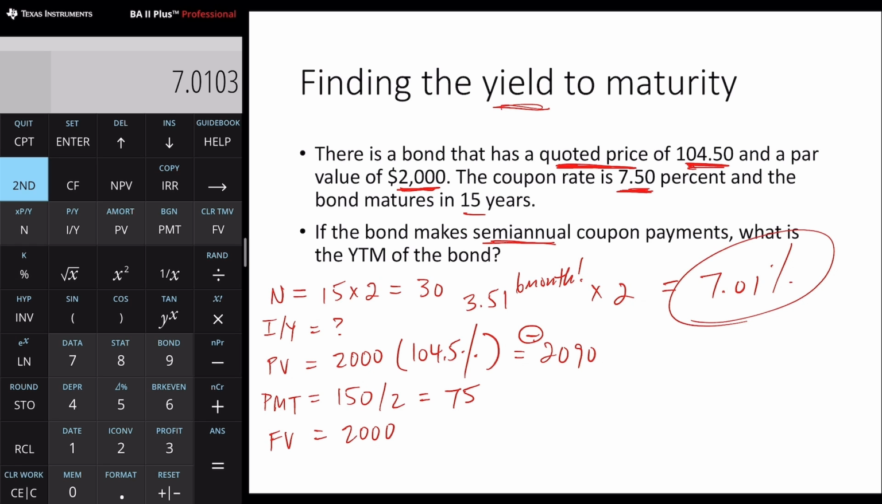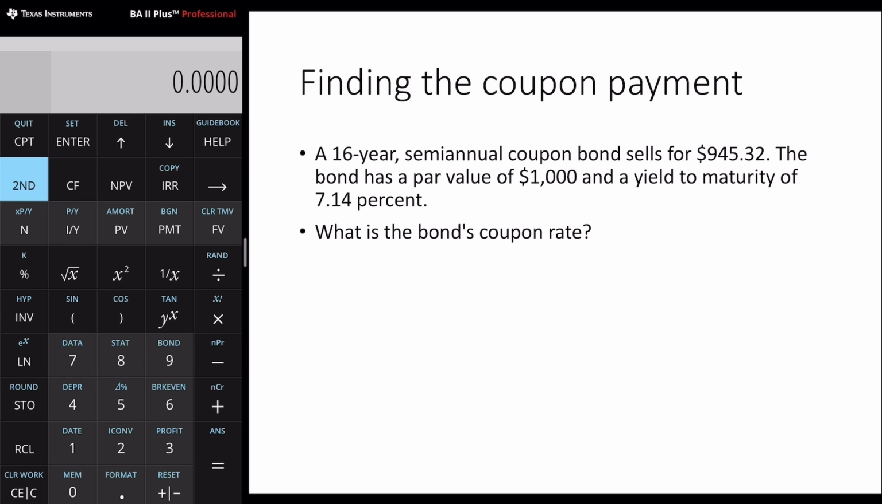All right. Let's look at another one. Okay, in this case, this is a little bit odd, but we're going to find the coupon payment. Now, all this means is that in the calculator, we're solving for the payment amount, which we've done before, but not in the context of a bond. All right, so we have a 16-year semi-annual coupon bond selling for $945. Par value is 1,000, yield to maturity 7.14%. What is the bond's coupon rate or coupon payment, right?